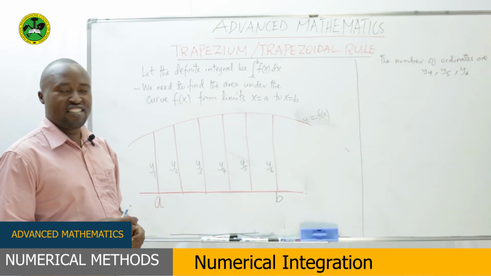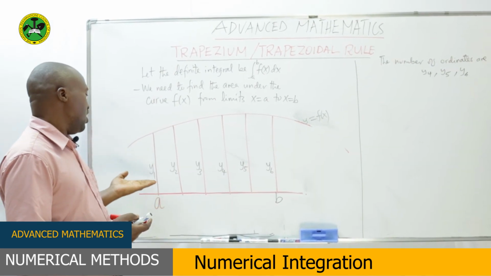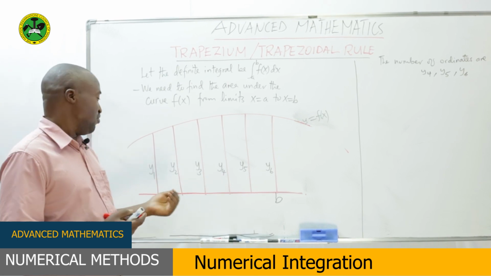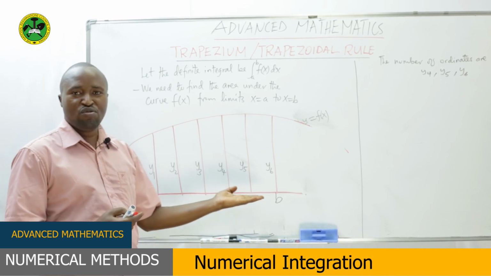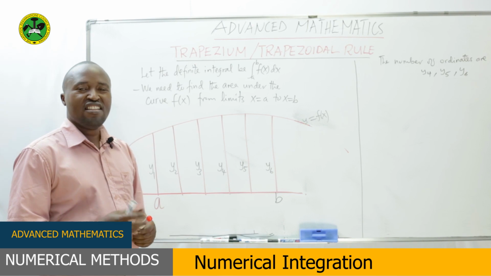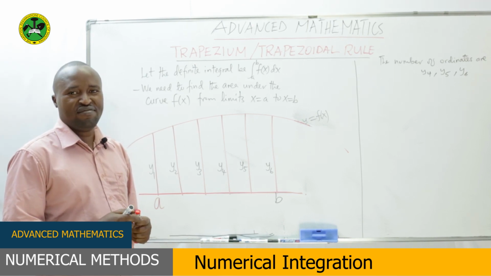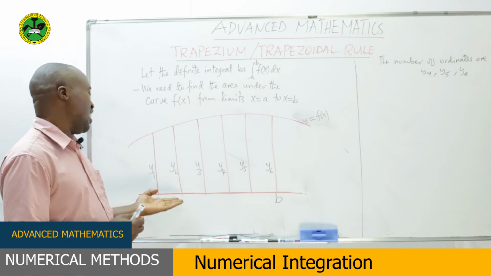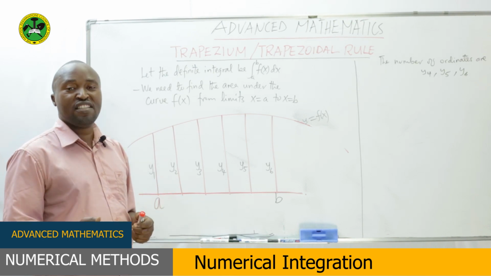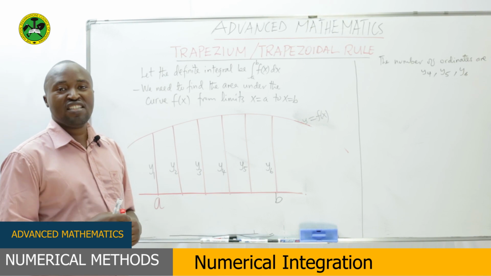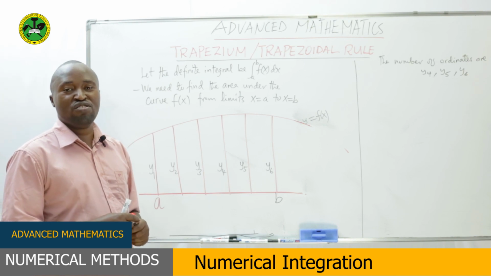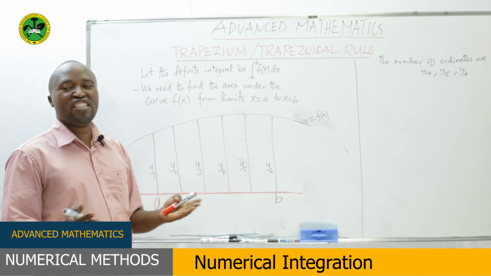In this case, you can find a number of y's here, with y1 up to y6. These are called the number of ordinates. But sometimes we use the number of strips or number of intervals instead of the number of ordinates. We are going to see how they differ.